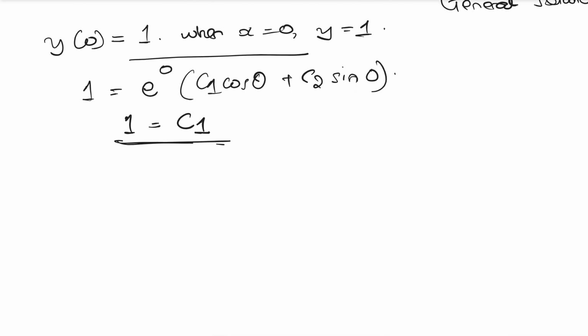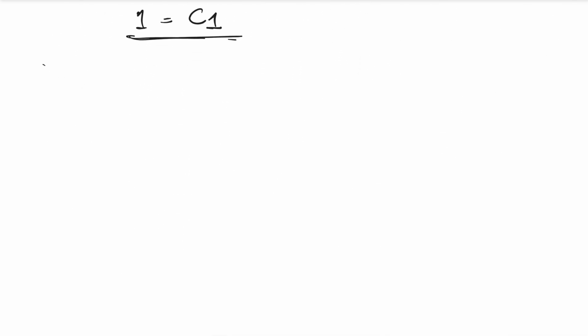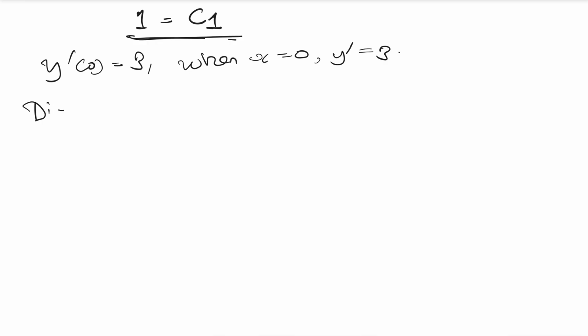Then we have another initial condition, that is y prime of 0 is equal to 3. That is, when x is equal to 0, y prime is equal to 3. So now we have to find y prime by differentiating the star equation with respect to x.